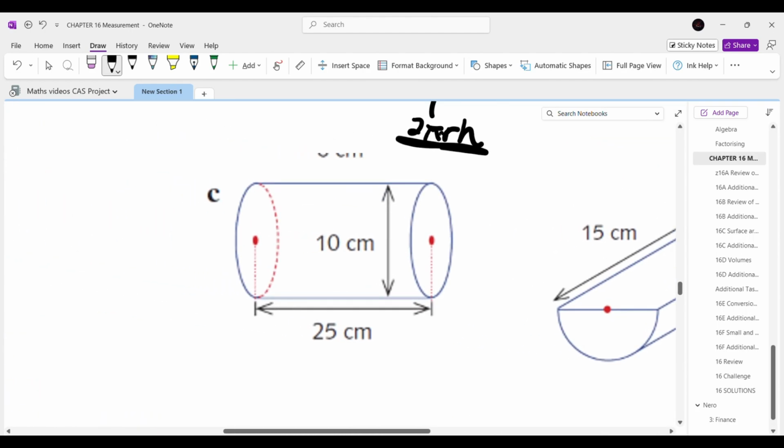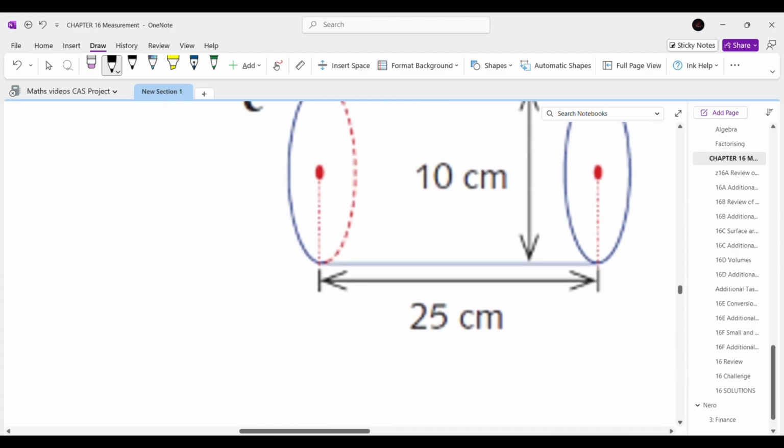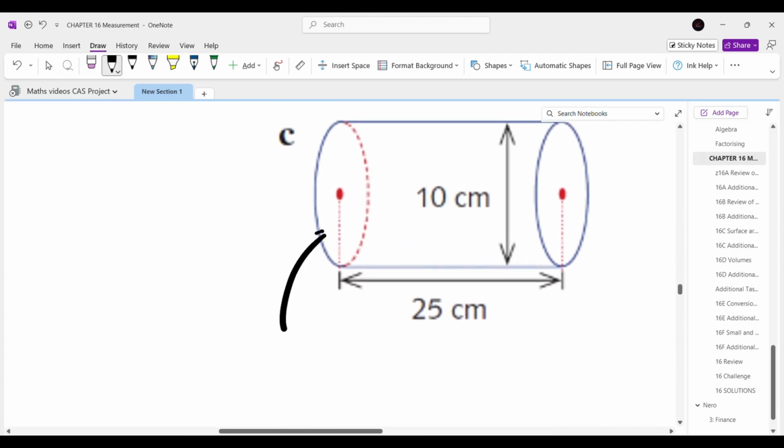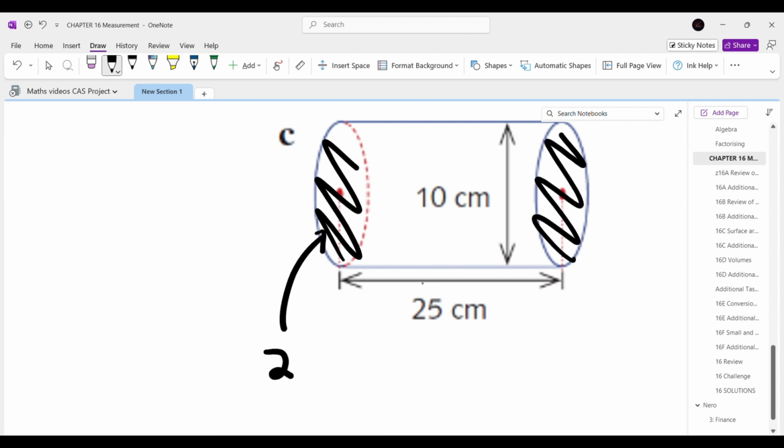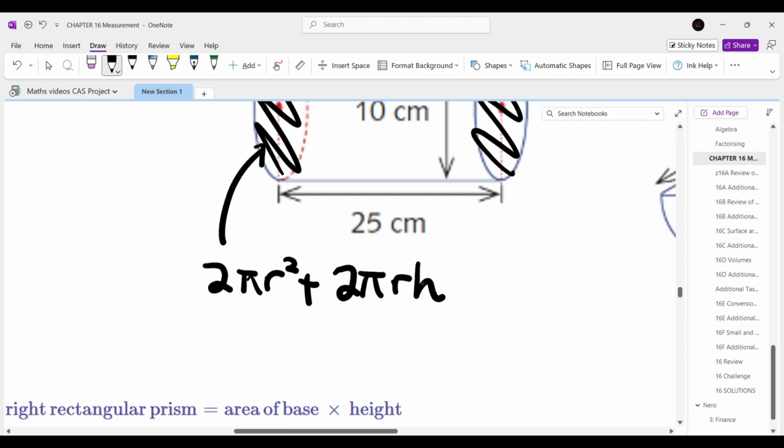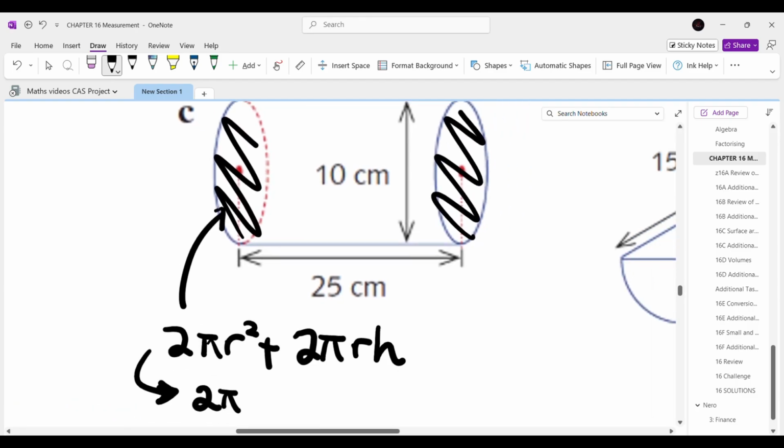So we can use this formula in order to calculate some of these here. We have our two areas, which fall under 2 pi r squared, plus our circumference, 2 pi r times h. This is our formula.